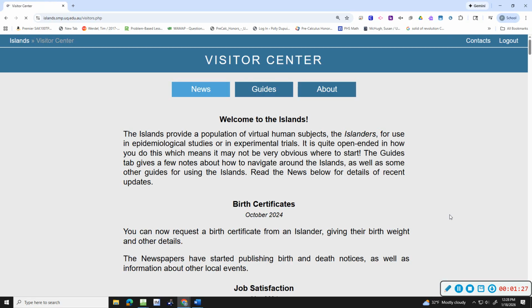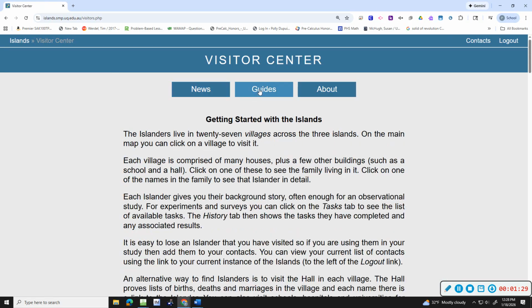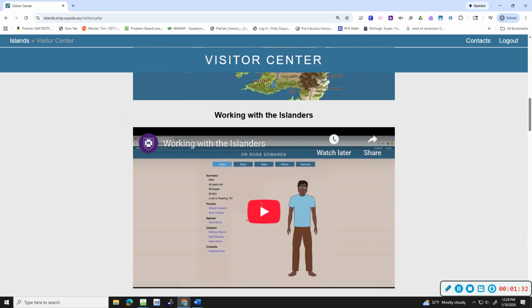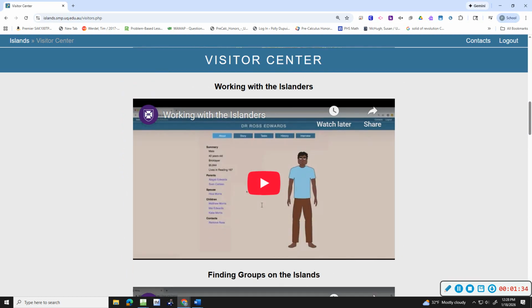So you want to go to the visitor center, and there's a video about the islanders and how to work with them. You'll notice that the data happens in real time. So if they are drinking a soda, you're going to have to wait for them to drink that soda. If you're going to measure maybe their blood pressure, you're going to have to wait while you can see the dialog box go on the computer, how long it's going to take to measure their blood pressure. So please visit that link on the islands to understand how this works before you go out and try to collect some data.